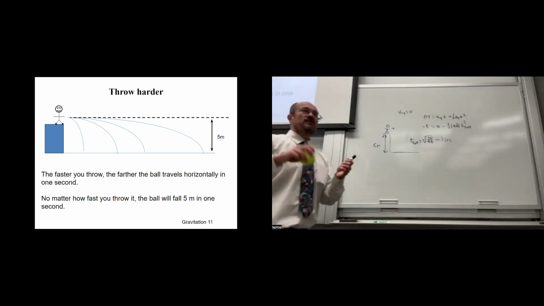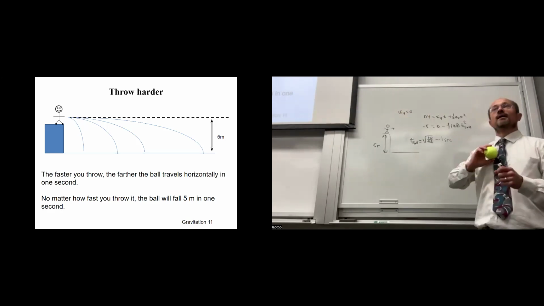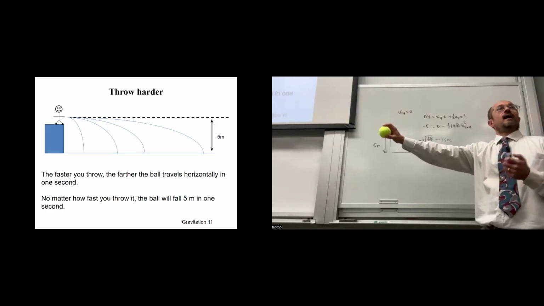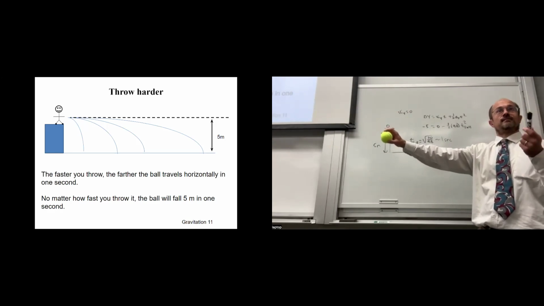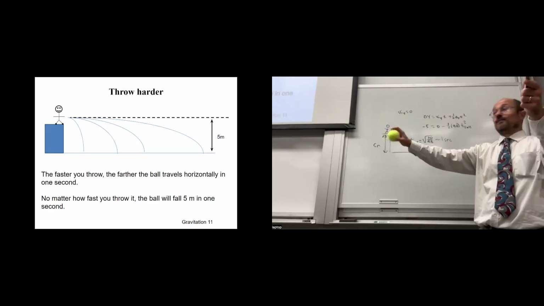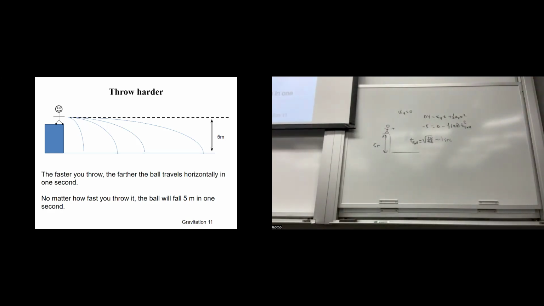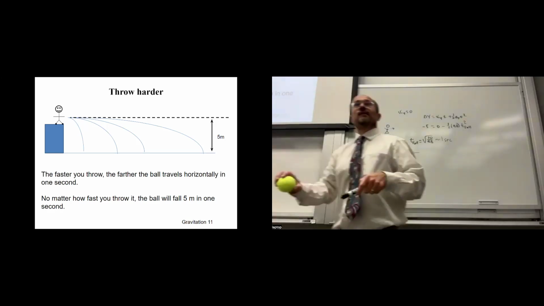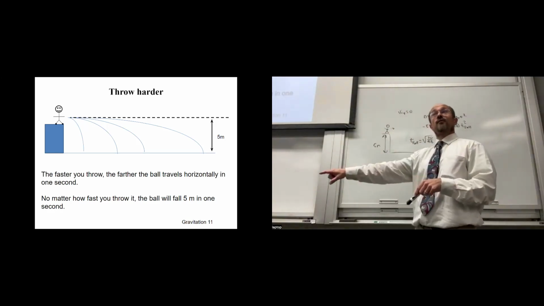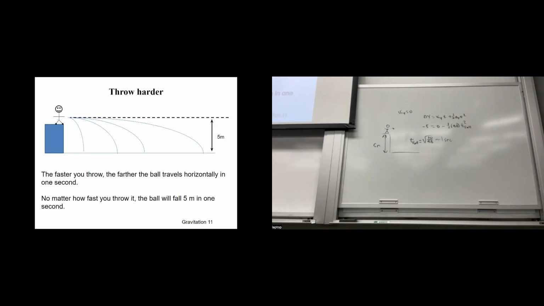So when I'm standing on a 5-meter hill and I throw something out horizontally, how much time do I have? 1 second. So if I throw it really slow, the ball lands close to me. If I throw it a little bit faster, it will land a little farther away from me. Because no matter how fast I throw it, how much time do I have? 1 second. It just lands farther away.